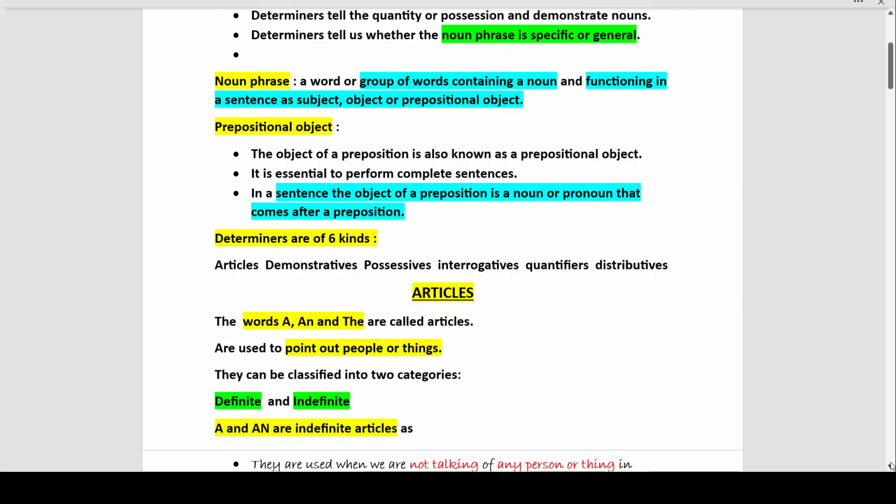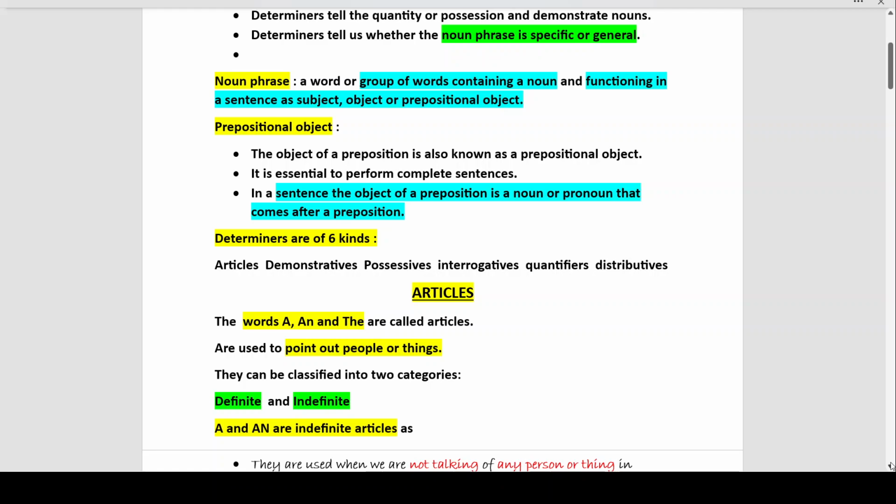Why are we studying about noun phrases here? Because determiners will tell us whether the noun phrase in your sentence is specific or it is talking about a noun in general. Now, what do you understand by prepositional object in noun phrase? It determines the object of your preposition in the sentence. The object of a preposition is also known as a prepositional object. It is essential to perform complete sentences.